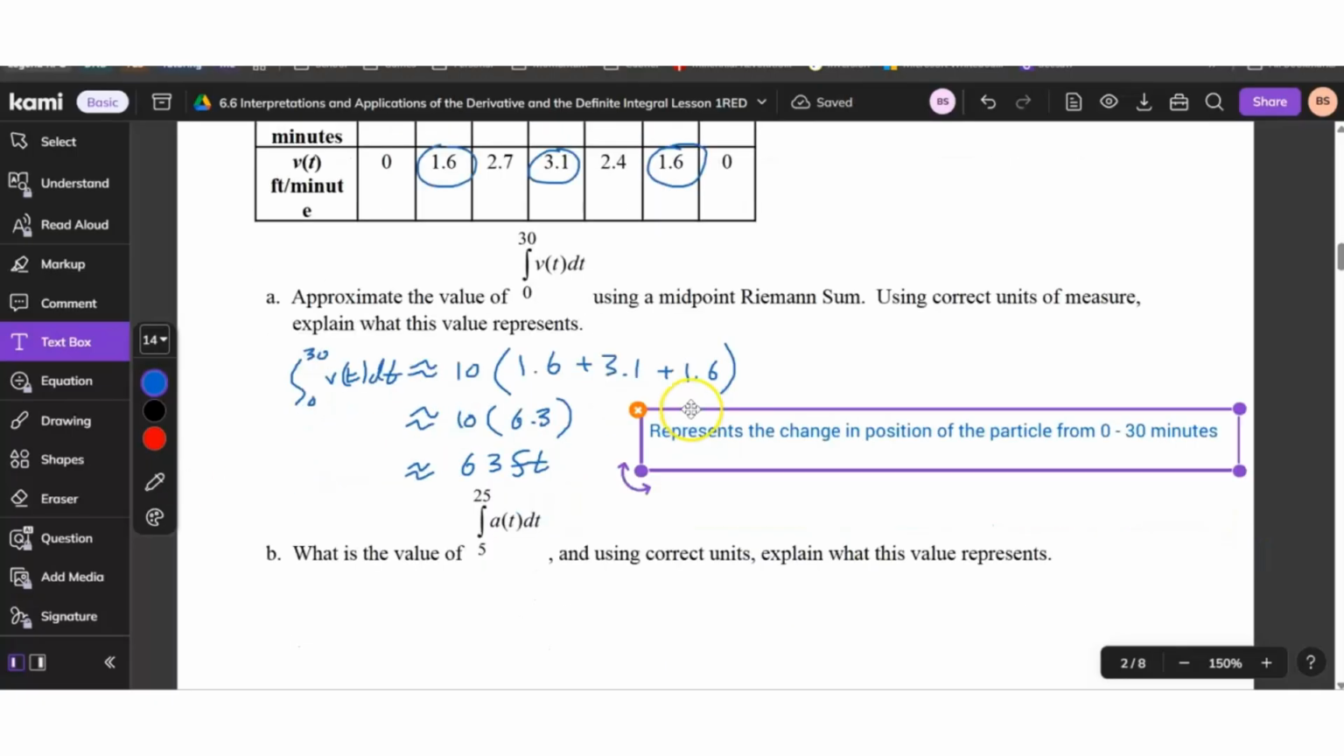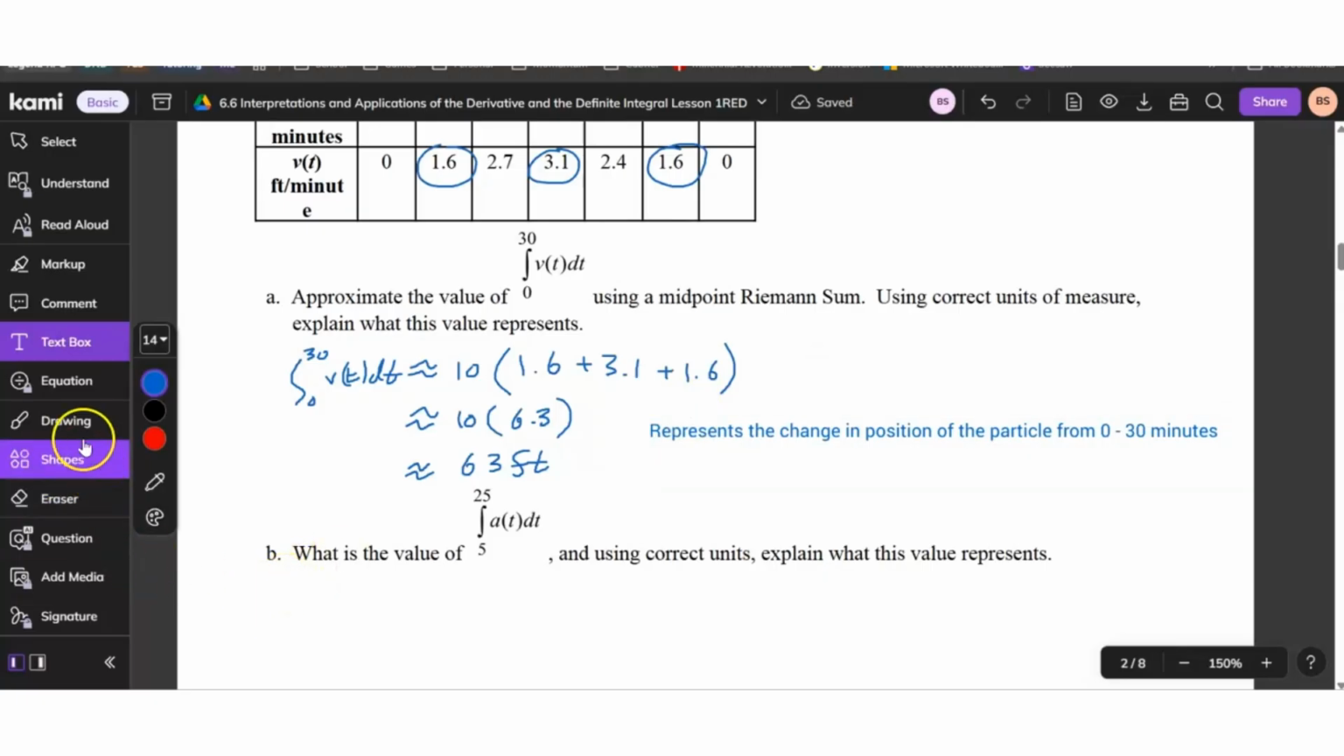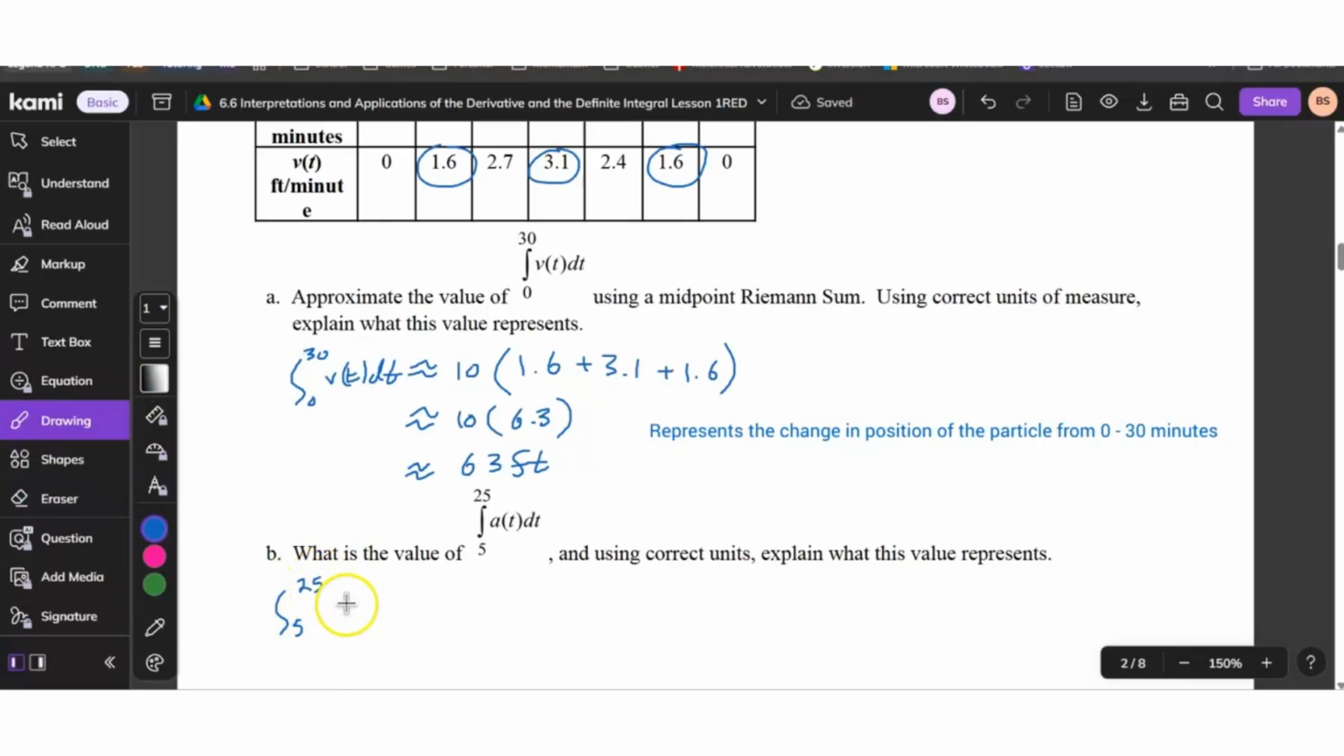Okay, so let's try the next one. Now we're going to find the integral from 5 to 25, but also using midpoint? No, because we're going to do a(t) dt. So if we're doing the integral of a(t) dt, that would be equal to v(25) minus v(5). Do we agree? What am I applying? The fundamental theorem of calculus, right?